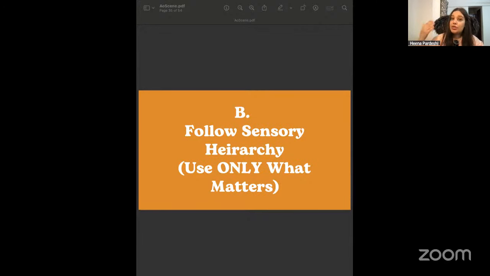Now we have level two, that is supporting sense. This is a subtle secondary detail that supports the dominant sense. For example, the faint creaking of floorboards under the cold air, the flicker of fluorescent lights under the hospital smell, the crowd's muffled chatter under the visual chaos. So remember, the supporting sense will always support the dominant sense. You use one of these or maximum two.